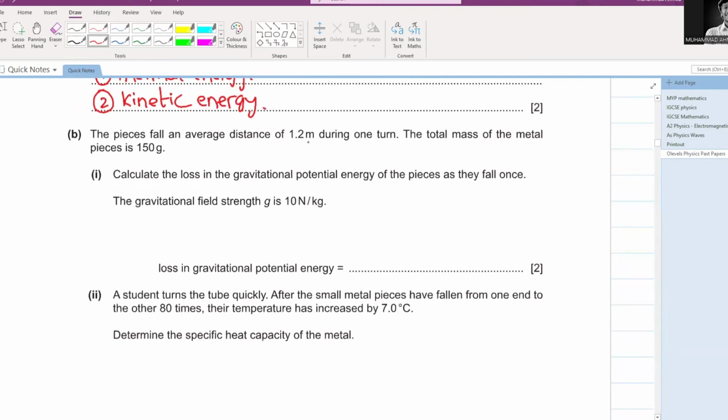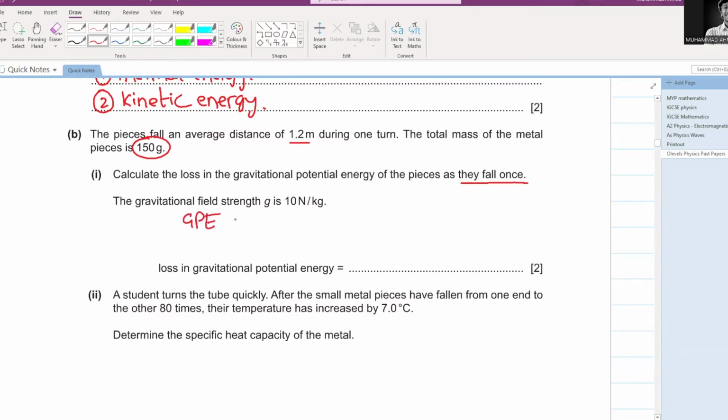Perfect. The pieces fall an average distance of 1.2 meter during one turn. The total mass of the metal is 150 grams. Perfect. Calculate the loss in gravitational potential energy of the pieces as they fall once. How will you calculate that?